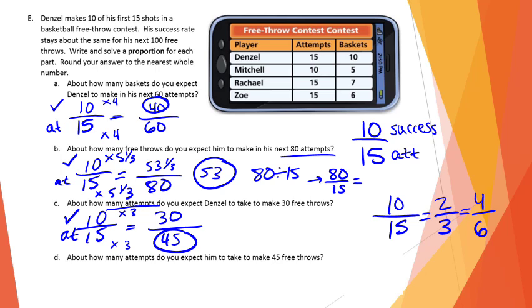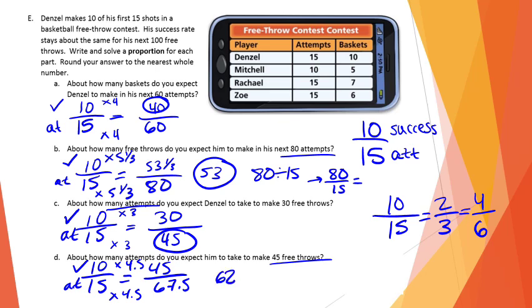And we have one last one that's just like this. What about if we want him to make 45 free throws? So he makes 10 out of 15. So if we want him to make 45, well, 10 times 4.5 would make 45. 15 times 4.5 would make 67.5. So you might round that up to 68, for example, and say you'd expect it to take about 68 attempts.